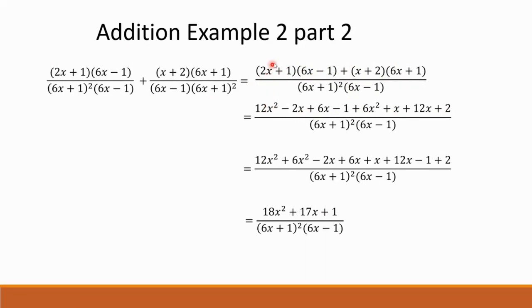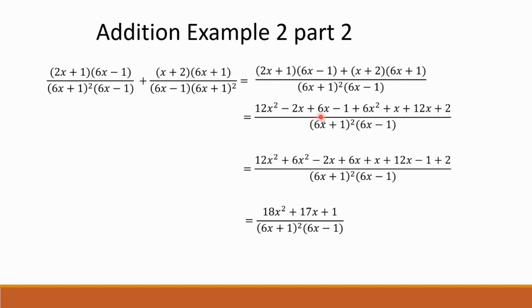We FOIL. So here we get 12x squared. 12x minus 2x times negative 1 is minus 2x. 1 times 6x is plus 6x. 1 times negative 1 is minus 1. Here we have x times 6x, 6x squared. We have x. 2 times 6x is 12x. 2 times 1 is 2. So we get all this.